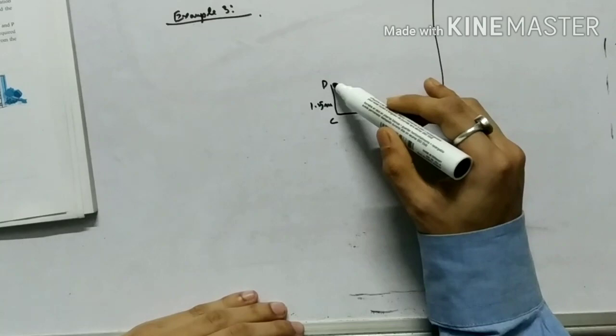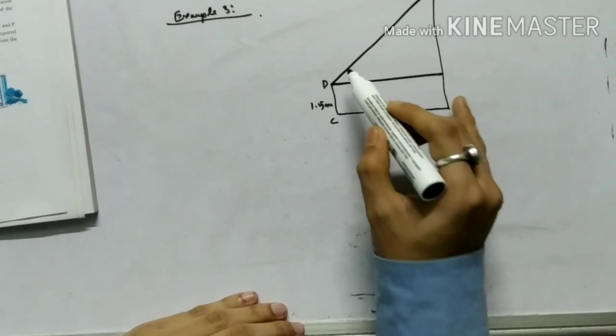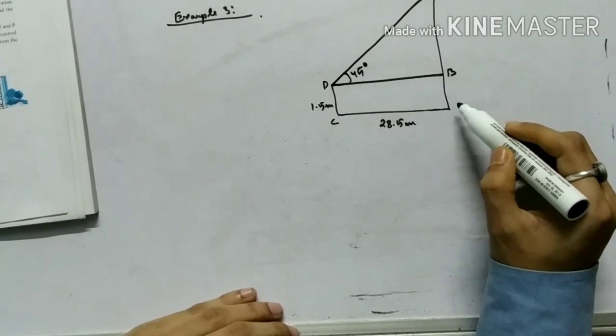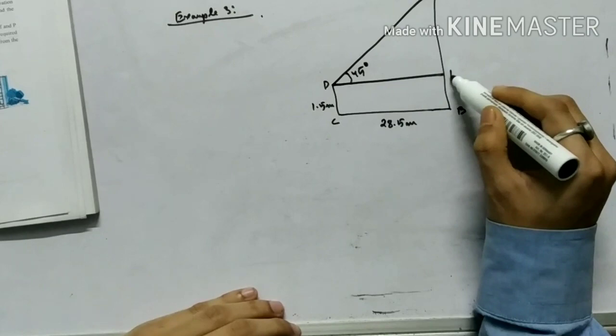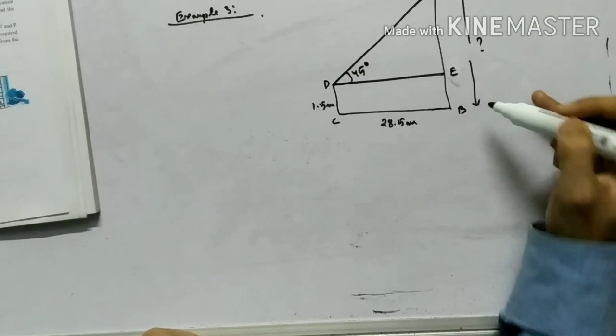So the angle of elevation of the top of the tower from the eye of the observer, this is the angle of elevation, which is given as 45 degree. What is the height of the chimney? This one I will name A, B, E. So what is the height of the chimney? That means AB value I have to find here. Understand?